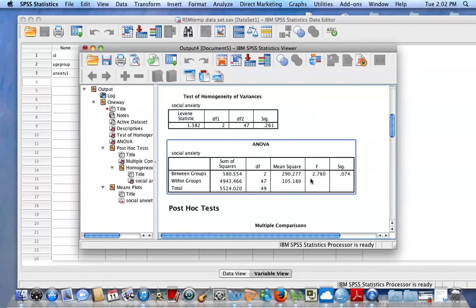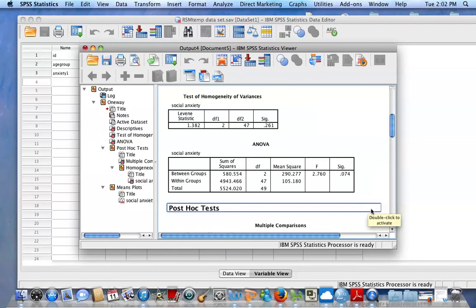Here we see that the F value for differences in social anxiety is 2.76, and it's not quite significant. We look for a value of p less than 0.05, but this is what we would call a trend because it's less than 0.10. Technically it's not significant, but there's some indication that there are differences between the groups. That might be worth exploring further if we had a bigger sample.